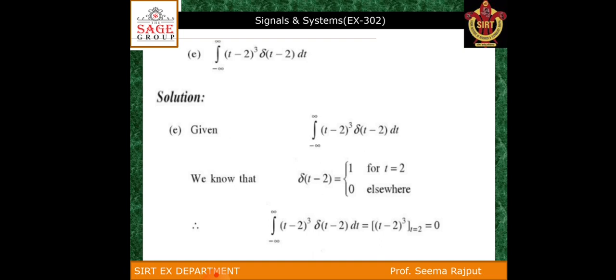The last one is integration from minus infinity to infinity of t minus 2 to the power 3, delta t minus 2, dt. So we have to solve the function of delta t minus 2, where delta t minus 2 equals 1 for t equal to 2 and 0 elsewhere. In that condition we put the value of t equal to 2. So the answer is 0, because t minus 2 whole cube, put 2, so 2 minus 2 equals 0, then the final answer is 0. So those are the examples of integrals.